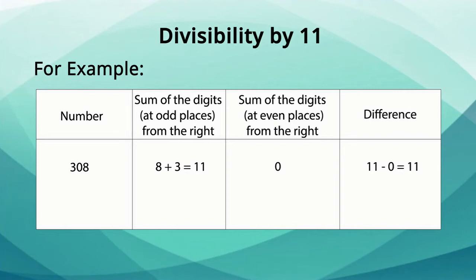Let us take one more example, 61809. The sum of the digits at the odd places from the right is 9 plus 8 plus 6, which is equal to 23. And the sum of digits at the even places from the right is 0 plus 1, which is equal to 1. Now the difference is 23 minus 1, which is equal to 22, which is a multiple of 11. Now we can say that 22 is divisible by 11. Hence, 61809 is also divisible by 11.